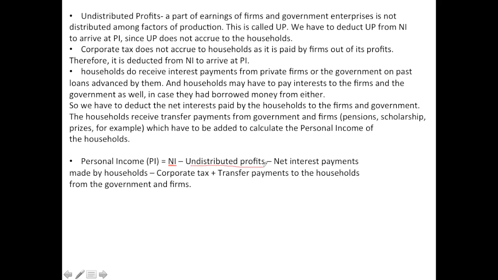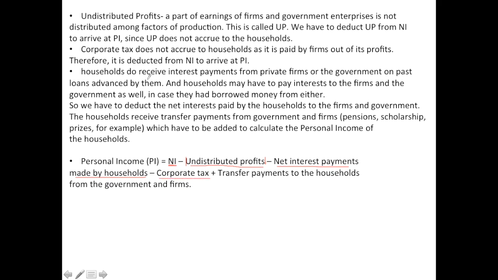You remove undistributed profits. What are undistributed profits? Profits of the firm which are not paid or distributed to the owners, who are the ultimate households, are called undistributed profits. These undistributed profits are invested back in the firm or kept as reserves. Whatever happens, that is a different story. So these undistributed profits are removed from national income to come at personal income. Then there are net interest payments made by households. Households receive certain interest on the loans that they've advanced, and they also have to pay certain interest on the loans taken by them. So when you find out the net interest payments and then remove that from national income, you come at personal income.